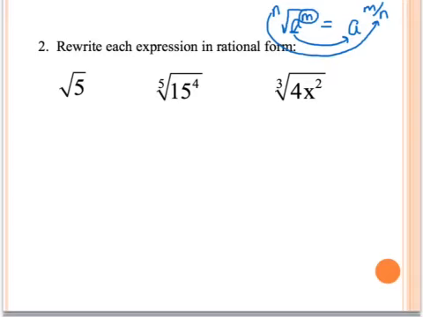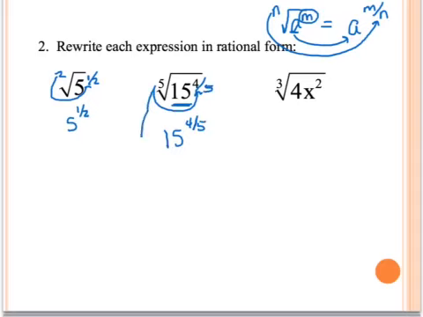Okay, so example 2, rewrite it. You have to look, the square root of 5, that's really an index of 2, and that's 5 to the first power, right? So my base is 5, because that's my radicand, and this is going to become 1/2. The 2 swings around to my denominator, 5 to the 1/2 power. So here, on the second one, I have the 5th root of 15 to the 4th power. Well, my base is 15, and it's 4/5 power, because my index becomes my denominator.